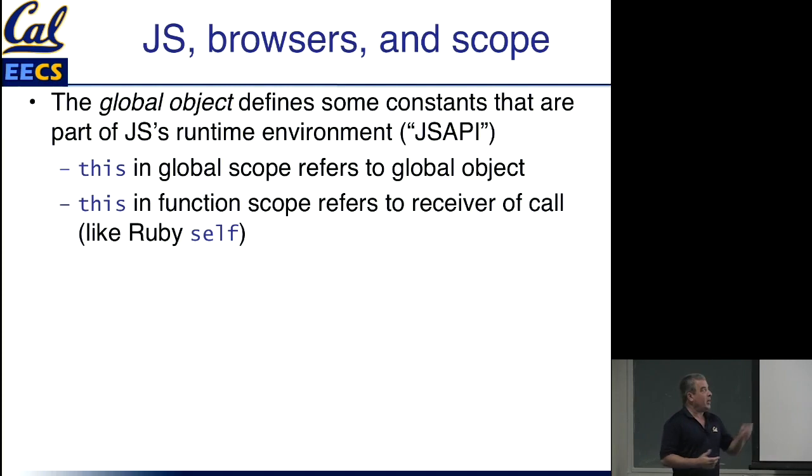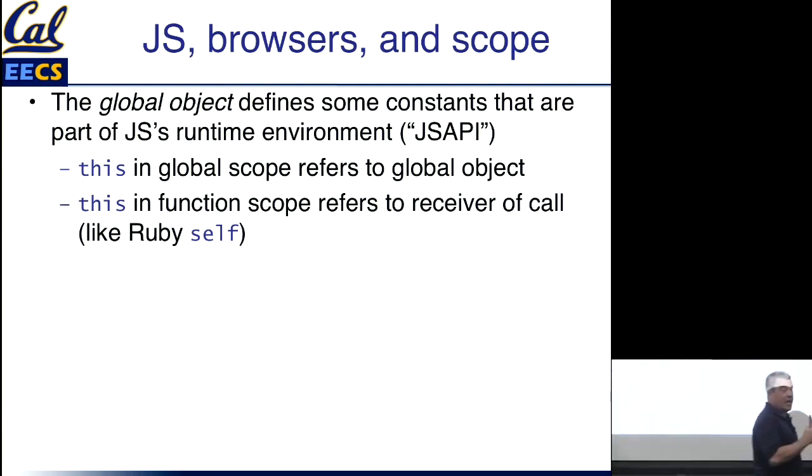In the context of a browser, this names the global object if it has no other qualifiers, and the browser defines a global object with slots like window and document to describe what the current window and document are. If you see this inside the scope of a function, then it refers to the object receiving the call, just the same way as self would in Ruby. Okay, so get used to seeing this.